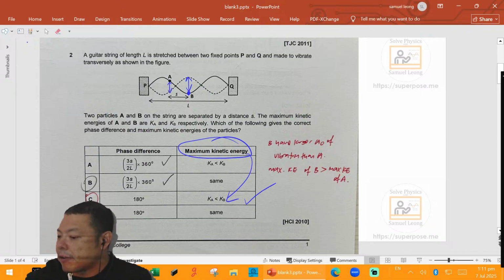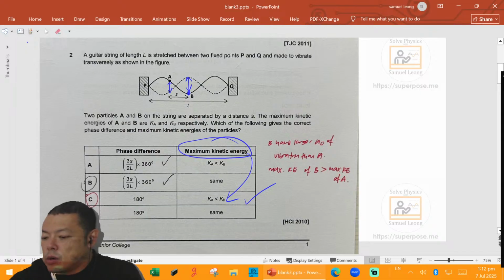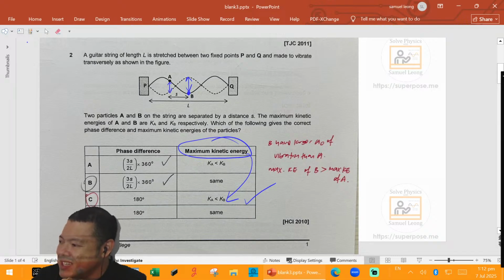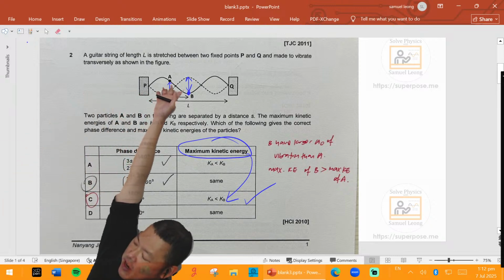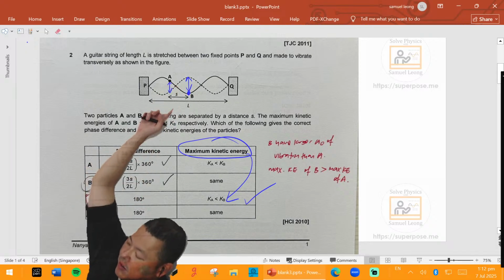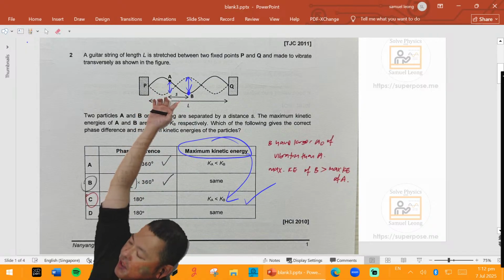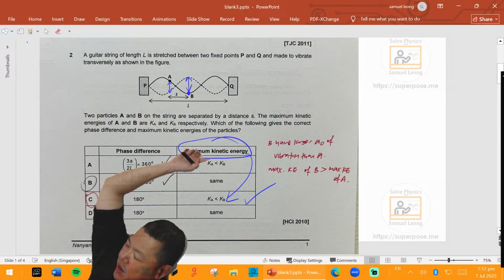This one is correct, because when it's passing through the equilibrium, B is faster. B has to travel a longer distance in the same period of time, so that itself means that it's faster. You see B has to travel a longer distance than A. In the same period, A makes one oscillation, B makes one oscillation, but B overall has a greater speed. So the maximum KE of B is greater.